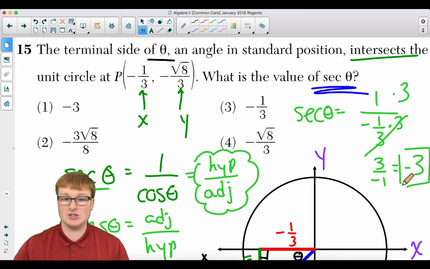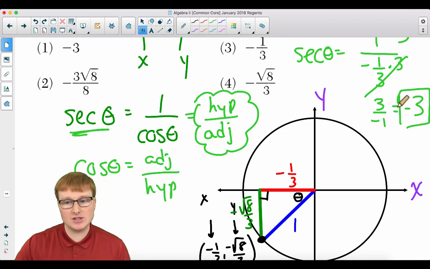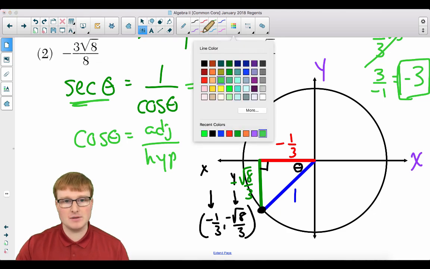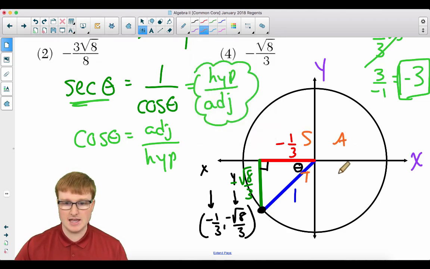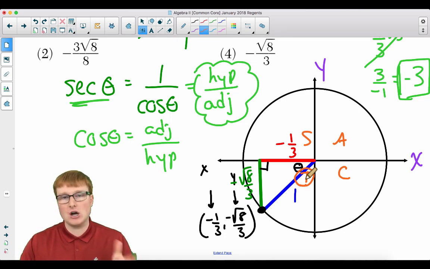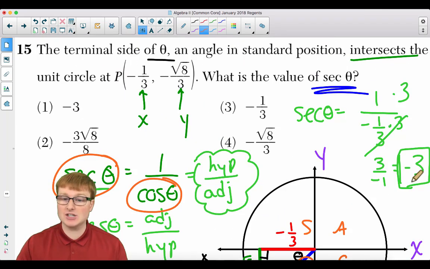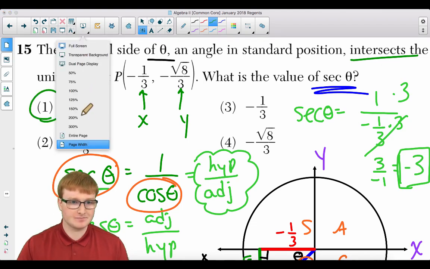So that should be your answer, but we have to double check everything. They might trick you with an answer of positive 3, but there is no answer of positive 3. I'm just saying just in case. You have to remember the acronym: All Students Take Calculus. In quadrant 3, only tangent and cotangent are positive. Every other trigonometric function is negative, and secant and cosine are directly related because secant is a reciprocal of cosine, and they're both negative in quadrant 3. So we know for sure that our answer should be negative, and your answer is going to be choice 1 for that question.